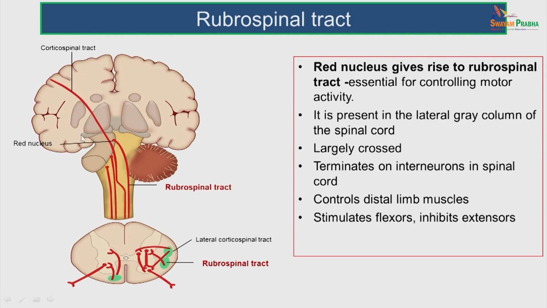It is largely crossed fibers. It is present in the lateral gray column of the spinal cord, and it terminates on the interneurons in the spinal cord. This controls the distal limb muscles. It stimulates the flexors and inhibits the extensors. So that is why studying the red nucleus with its connections is important.